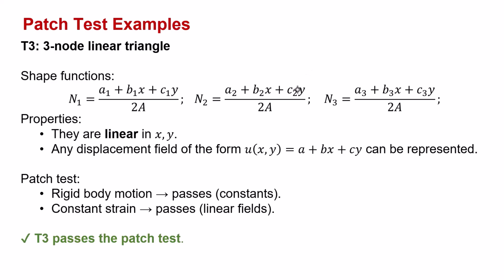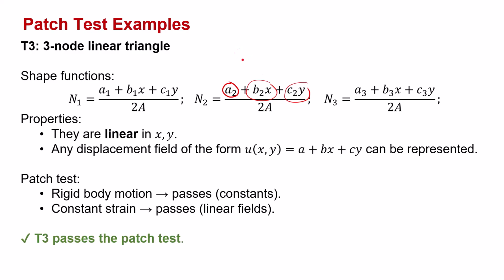Here we consider the T3 element, which is the three-node linear triangular element. The shape functions of the T3 element are linear functions of x and y, as shown here. Each shape function is of the form a constant term plus a term linear in x and y. So we have a constant term and linear forms of x and y in all of the shape functions.